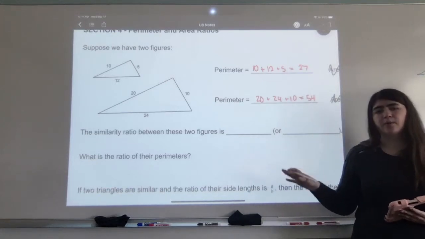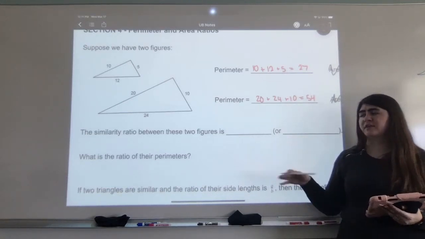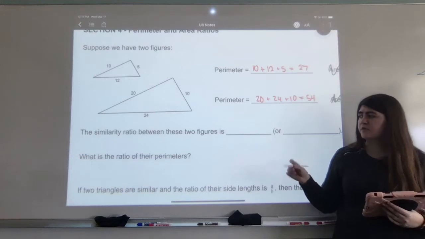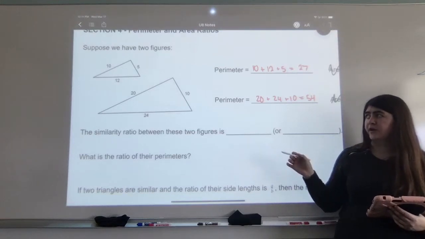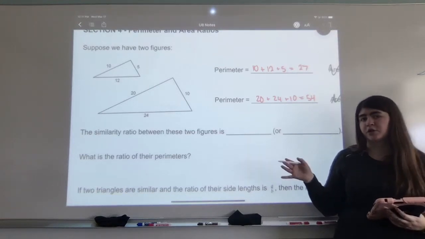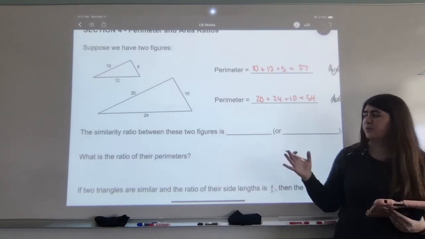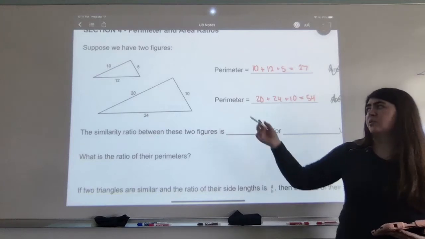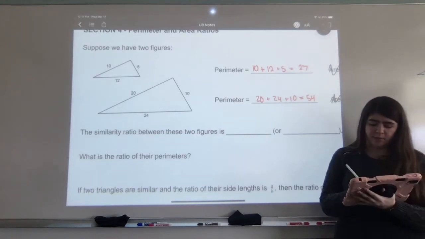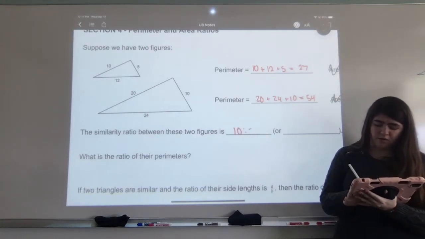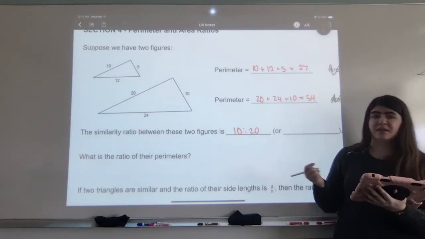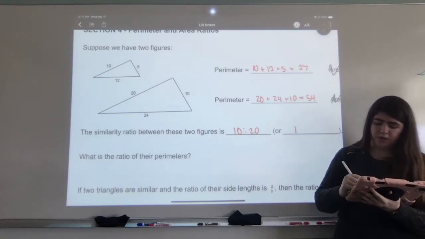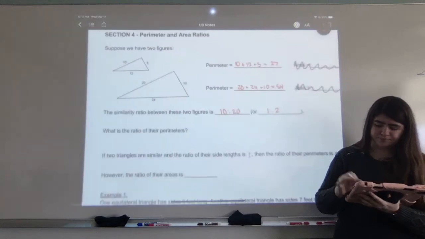All right, before we go any further or use the perimeter, we need to think about the similarity ratio again. The similarity ratio between these two figures, which I'm telling you are similar, so because they're similar, I can take any side length, and I'm going to pick an easy one, so I have 10 to 20, and that would be my similarity ratio. We can simplify that so it's really a 1 to 2 ratio.